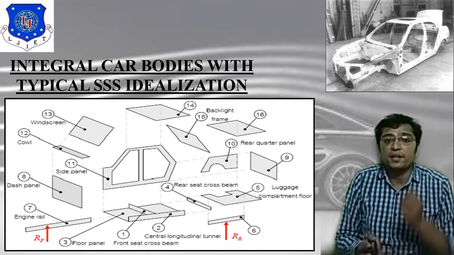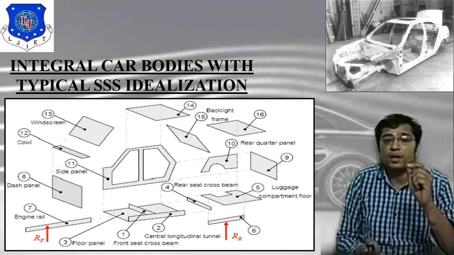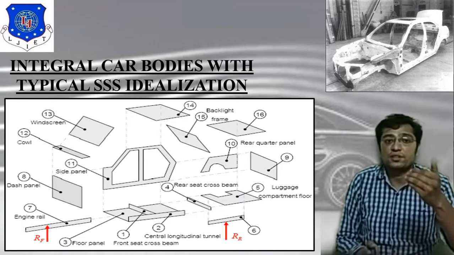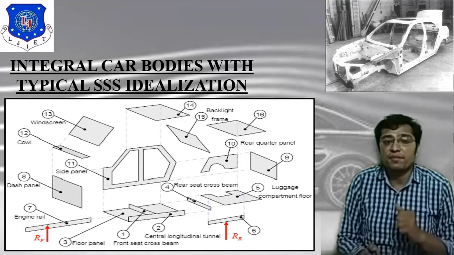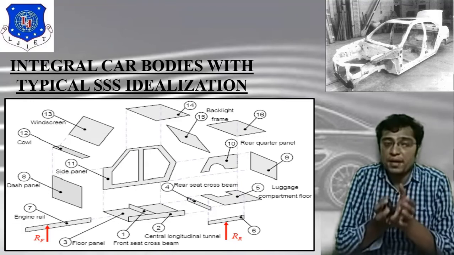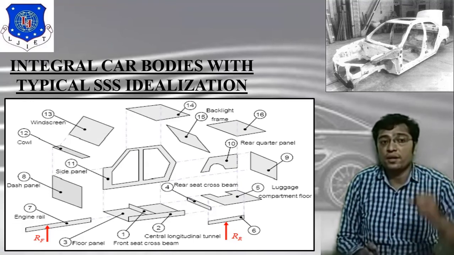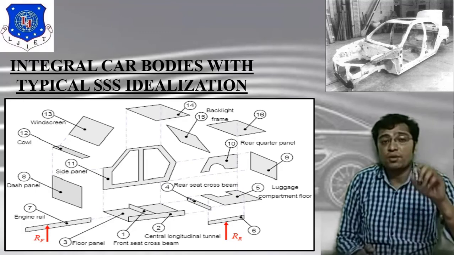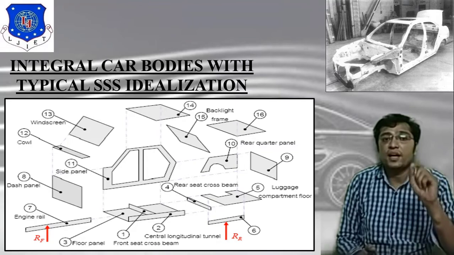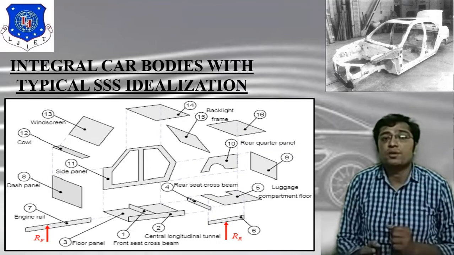The fourth one is the rear seat cross beam. The fifth one is the luggage compartment floor, and the last one, up to 16, is the backlight frame. So by integrating all these spare parts, you get this particular design. In these different spare parts you can find different types of load. So this is the integral car body with typical SSS idealization. Moving forward to the next slide.